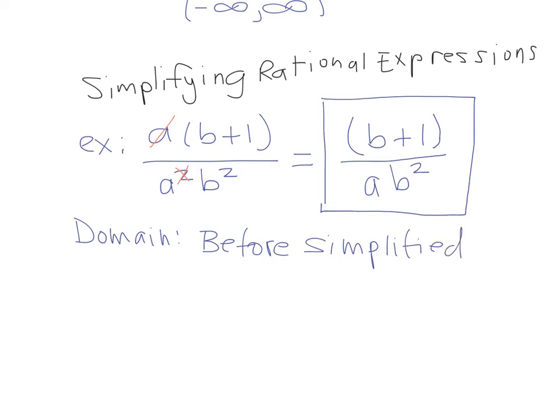All right, our denominator before we simplified is a squared b squared. We want that to not equal 0. Well, if a is equal to 0, that whole thing is 0. Or if b is equal to 0, that whole thing, a squared b squared, is equal to 0. So our domain is going to be a not equal to 0 and b not equal to 0.